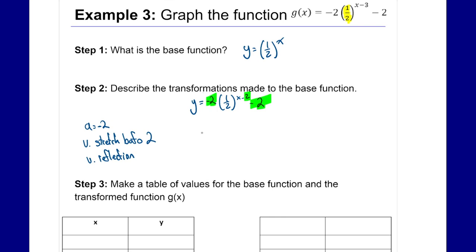We have a d value of +2, so this means we shift left 2, and our c value is -2, so we shift down 2, right? This is also the asymptote at y equals -2, just if we want that kind of reminder as well.